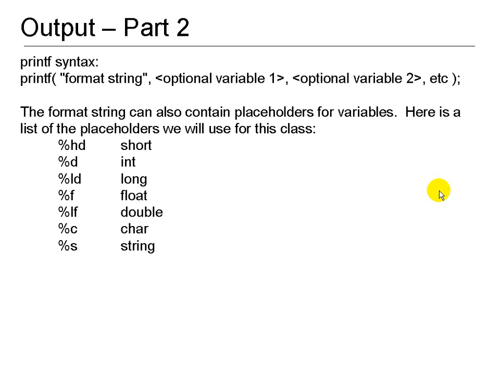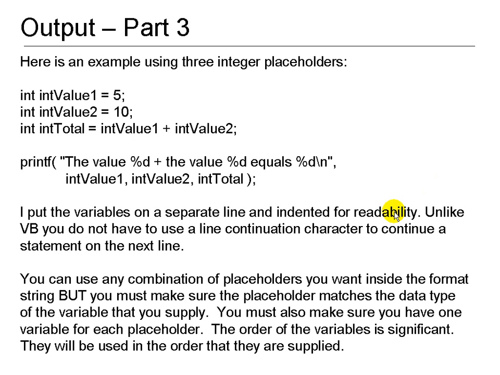The format string can also contain placeholders for variables. Here is a list of placeholders we will use for this class. You're going to have to memorize these, and they will probably appear on surprise unannounced quizzes. So %hd for short, %d for an integer, %ld for long, %f for float, %lf for double, %c for a character, and %s for a string. I wonder how you print out a percentage character.